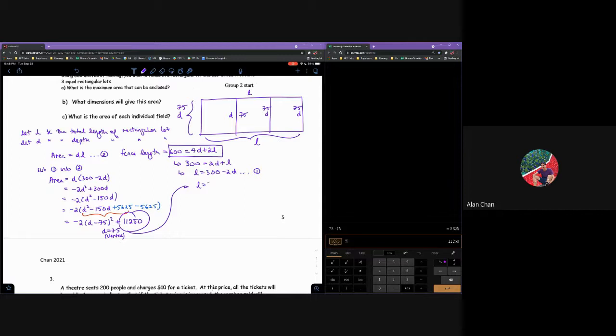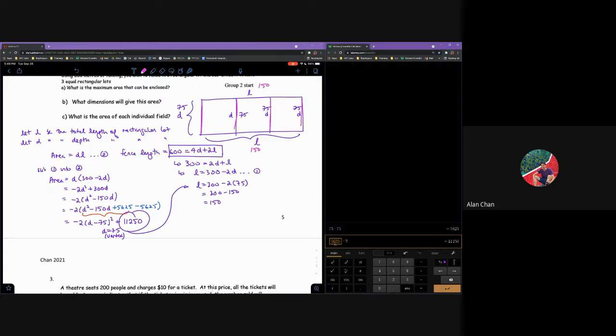So L is equal to 300 minus 2 times d. We said d was 75. So it's going to be 300 minus, what the heck, 75 times 2 is 150. So it's equal to 150. Okay, so this is 150, this is 150, and these are all 75, right?